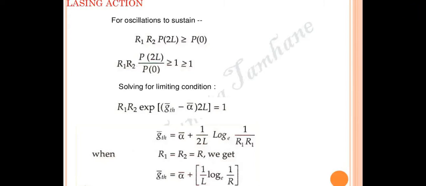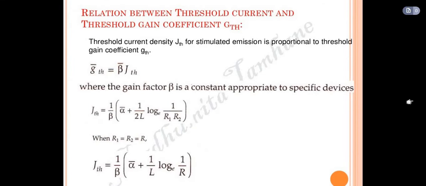This is the expression for finding the gain. Clear? This is the lasing action. How is the lasing action going to get the oscillation? The oscillation condition is this, and the limiting condition is this. So when we take oscillation and limitation both into consideration, we can write the particular form of this gain as it is.